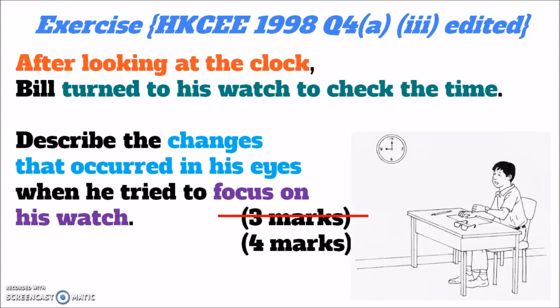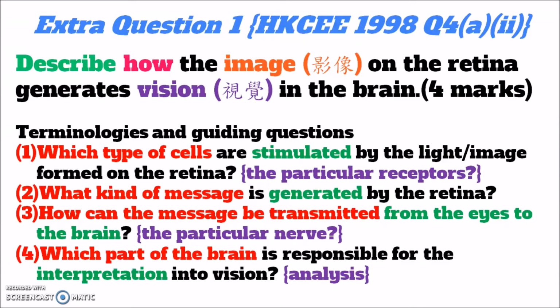After these questions, I give you 2 more questions about seeing things and eye accommodation. Remember to link what you learned in biology together and construct your knowledge. The answer will be present in the video description. The other question is about the image formation on the retina and the visual sensation in the brain. For the terminologies and the guiding questions, you can check below.